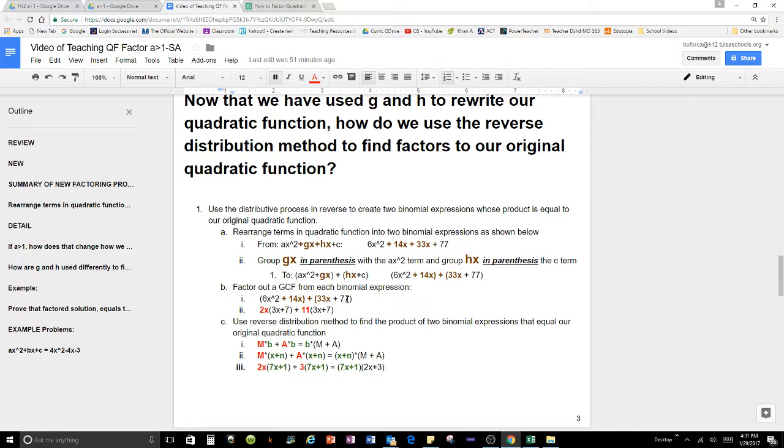The same way here, you cannot pull an x from both of these terms because they both don't have an x. But you can pull 11. You can divide 11 into both of these numbers evenly. So you can pull 11 out. And if you pull 11 out, 11 divided by 77 is 7. 11 divided by 33 is 3.